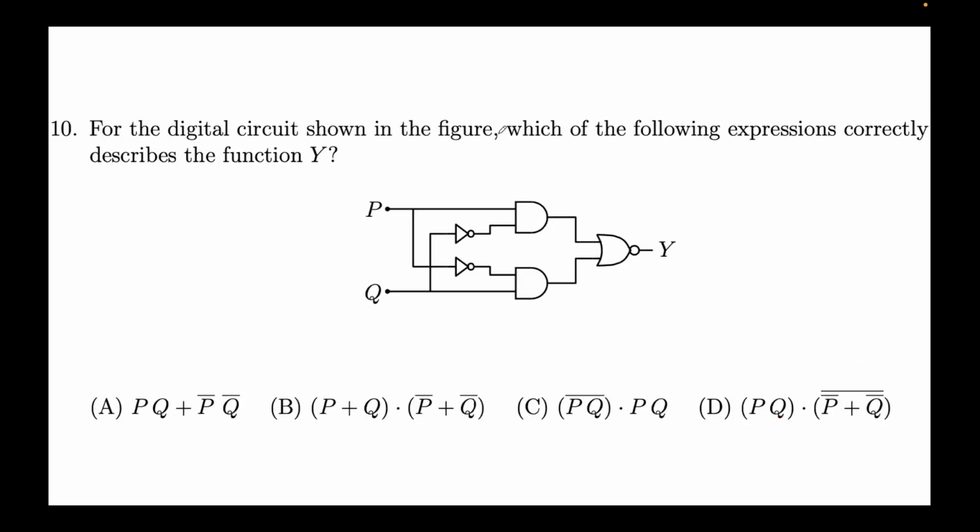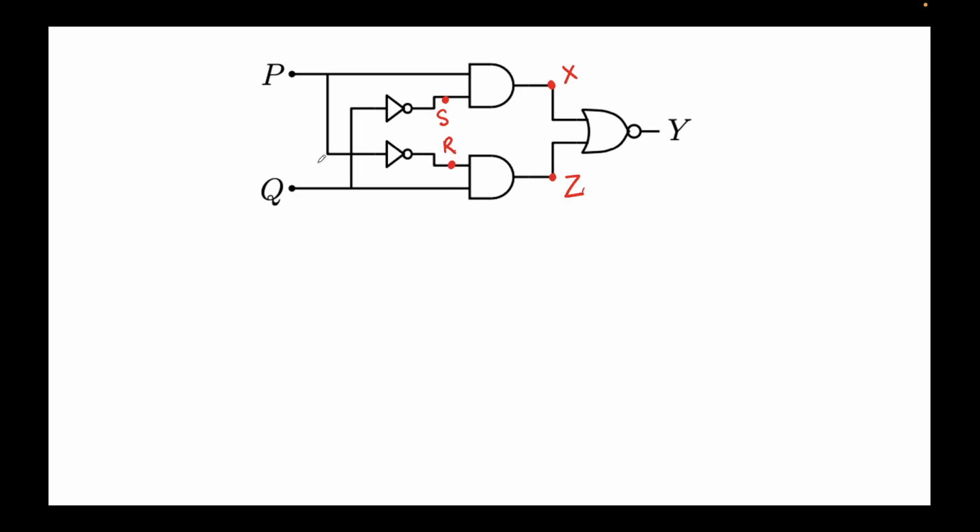Now again, it's a similar problem with a similar type of evaluation. For a digital circuit shown in the figure, find the expression correctly describing the function Y. So this was the circuit. I have reproduced the circuit over here. So let's just quickly find S and R. S is nothing but Q bar. This is Q, actually they are not touching. So S is nothing but Q bar. Similarly, R is nothing but, this is the line coming from here, that is P bar.